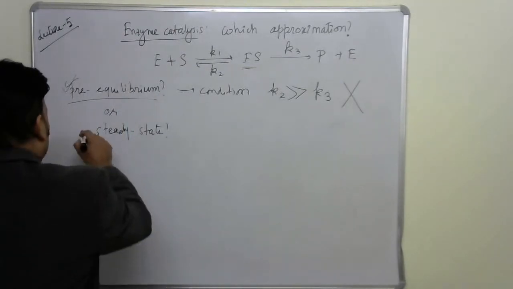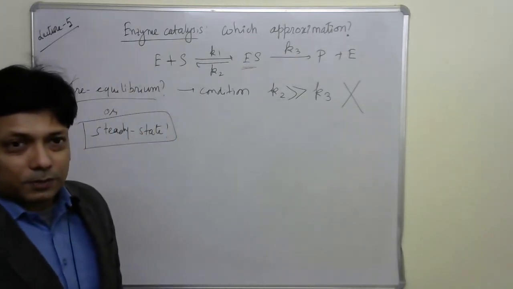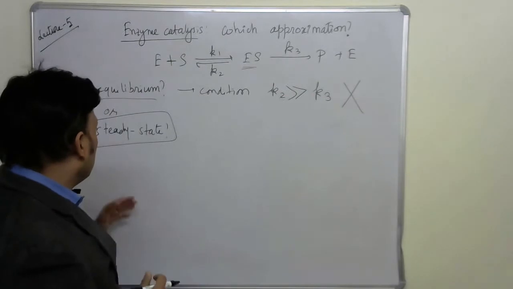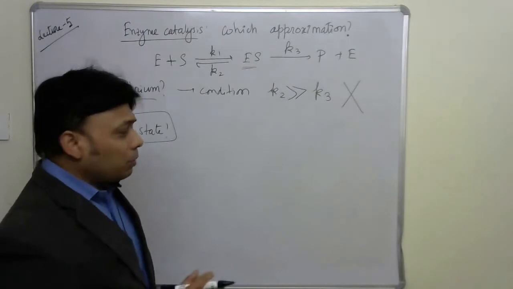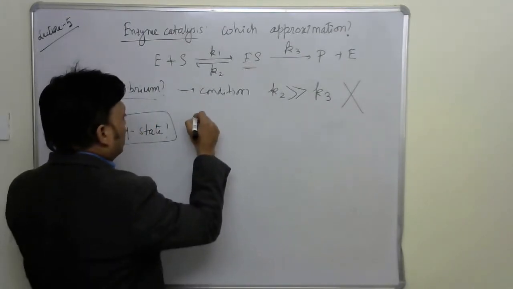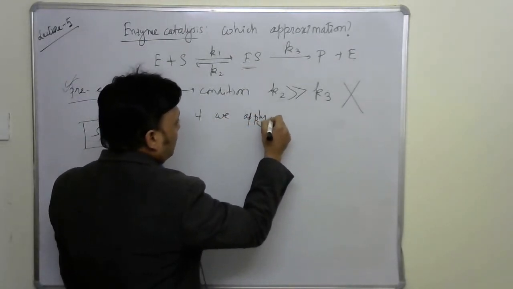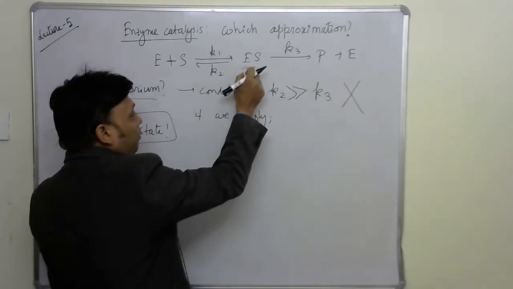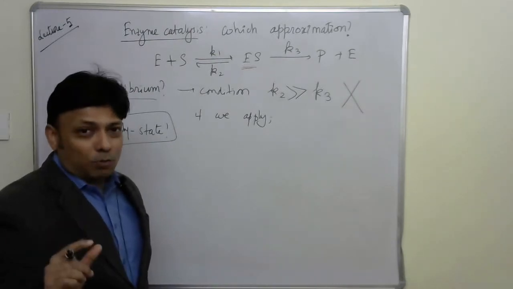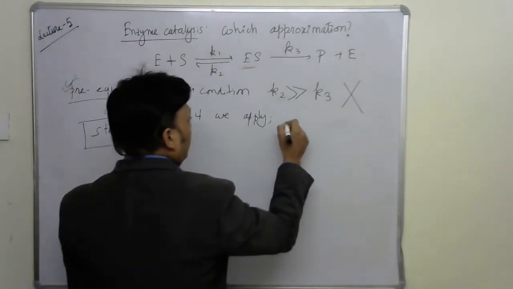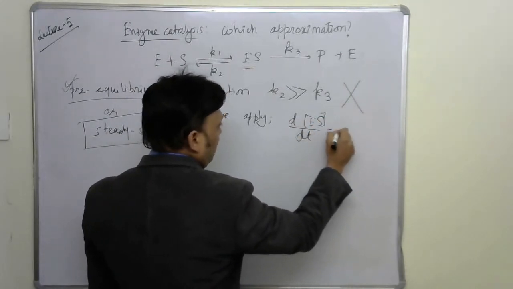So definitely the method left is the steady state approximation. So the question is, how can we successfully apply the steady state approximation? Before we go further, let's assume that we apply the steady state approximation. Remember, the concentration of the intermediate is small and appears to remain constant. Therefore, we apply this condition, that is d[ES]/dt equals 0.